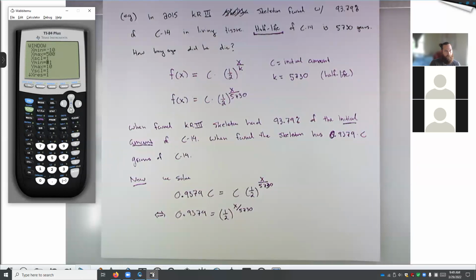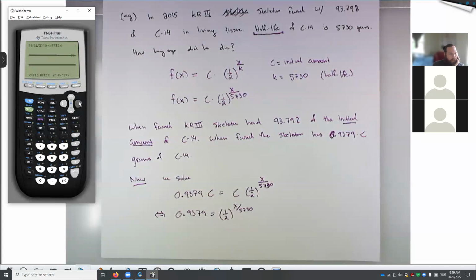And let's change our y min, y max. Let's make this 2. Something like this. So are we in there? Yeah, it's kind of tough to see, right? We can use the trace function to sort of walk around and try to see where these two are intersecting. We're looking for y to be 0.93-ish.